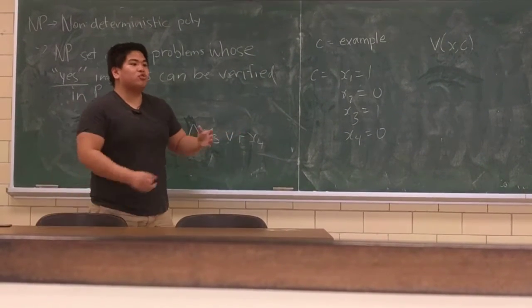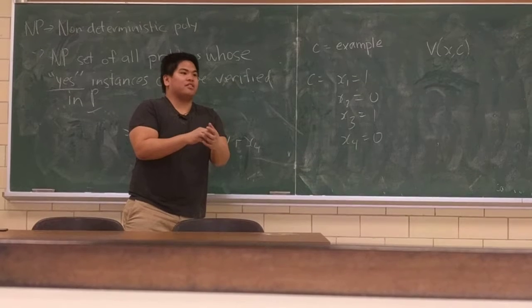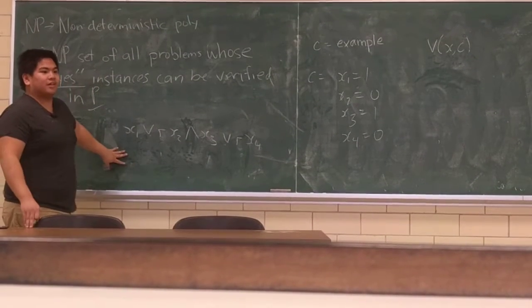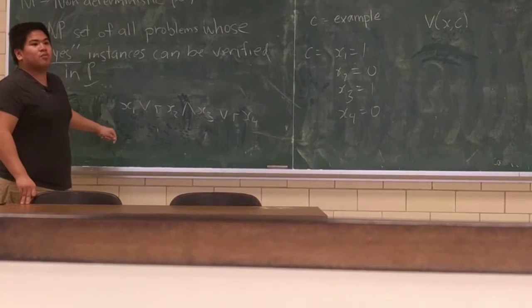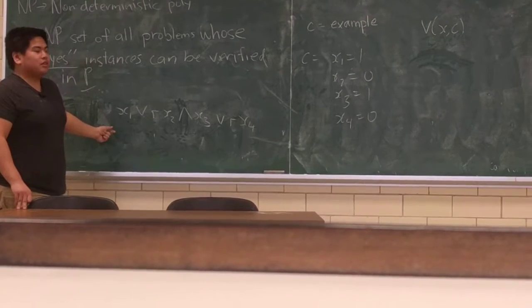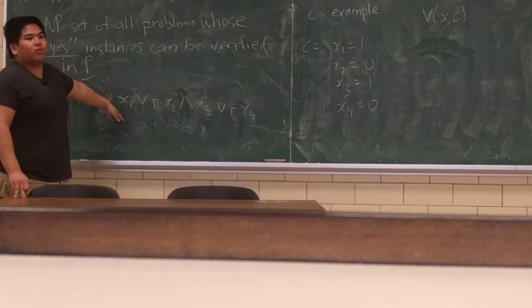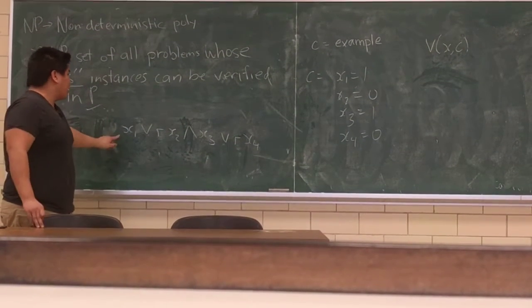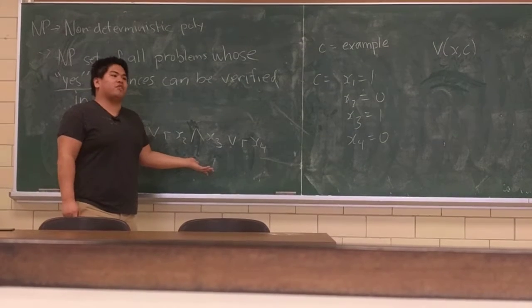The verifier can prove a certificate is false or not, but it can't prove that the actual problem is a no, or at least not in polynomial time, right? So what's the only known way we can prove that? If I claim that the answer is no, what's the only way to prove that?